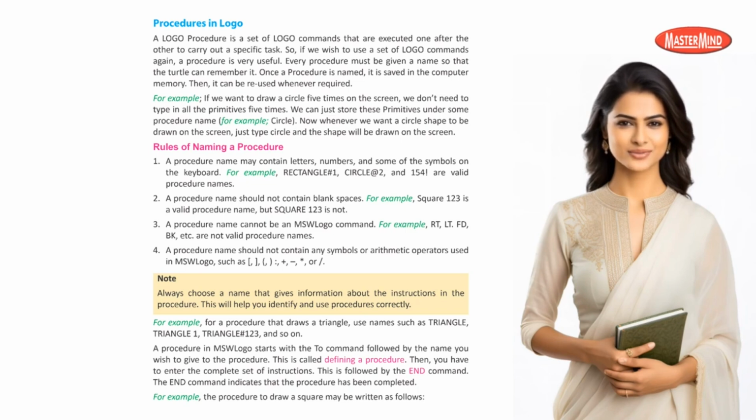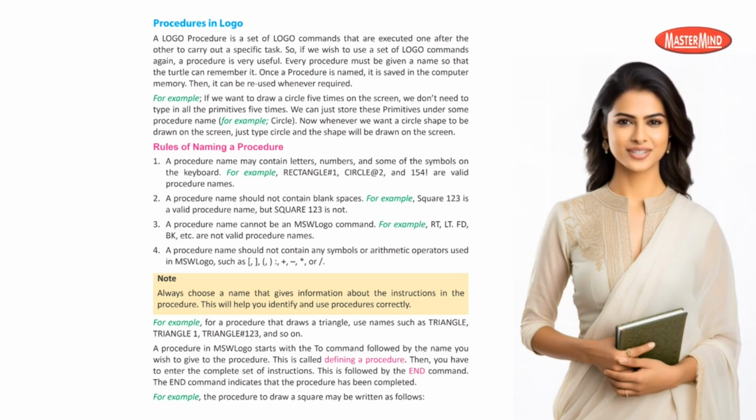For example, if we want to draw a circle 5 times on the screen, we don't need to type in all the primitives 5 times. We can just store these primitives under some procedure name, for example, circle. Now whenever we want a circle shape to be drawn on the screen, just type circle and the shape will be drawn on the screen.